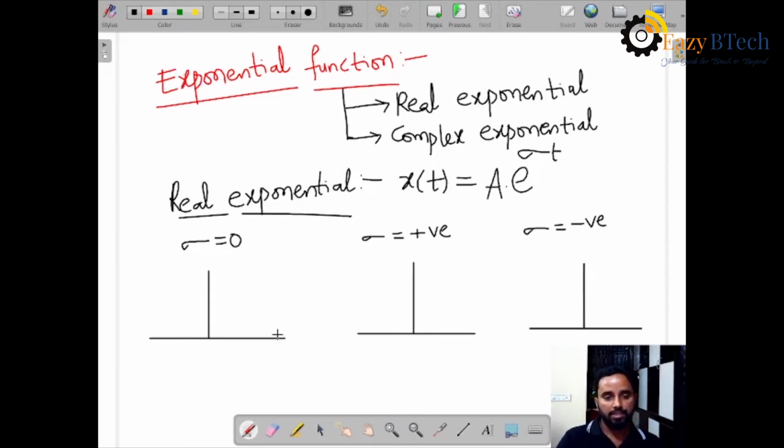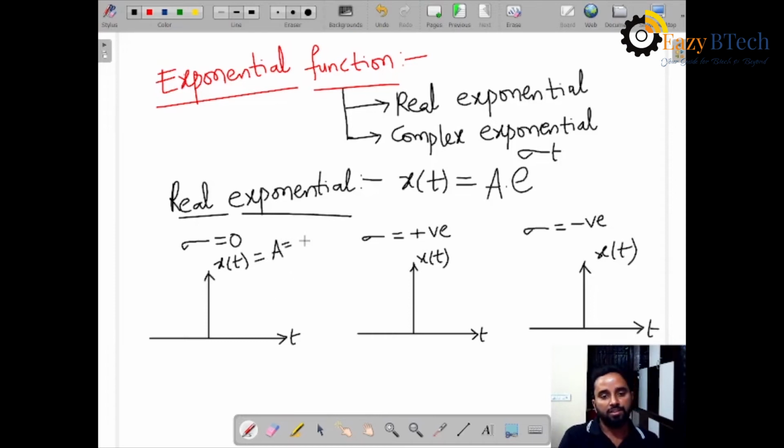The x-axis is time and the y-axis is the signal which we are going to plot, x of t. Now sigma is 0. Substitute here sigma is 0. What happens to x of t? A into e power 0 into t. E power 0 is 1. So it will be A.